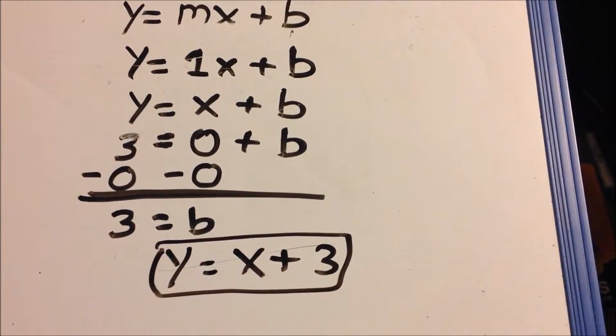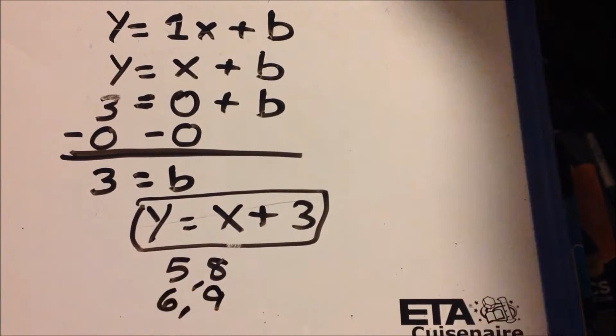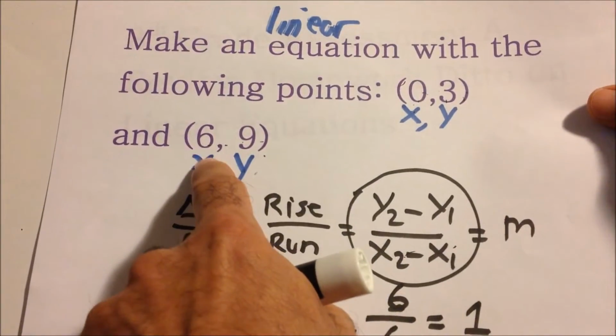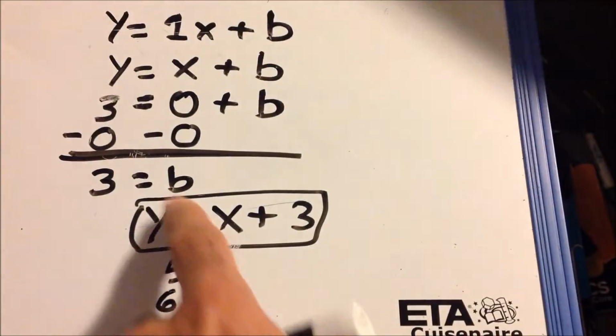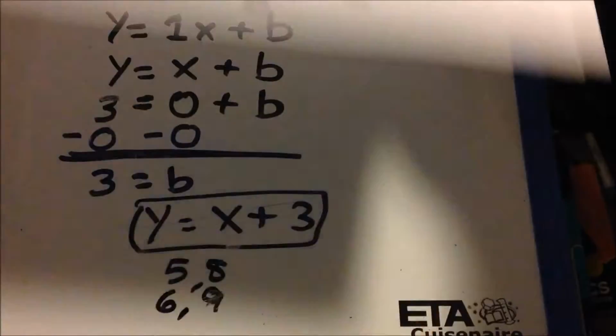So that means we can plug in any x, and we'll get a y. So let's say x was 5. If x is 5, y has to be 8. What if x was 6? If x is 6, y has to be 9. Just like we had over here. And if x is 0, y has to be 3, which we had over here.